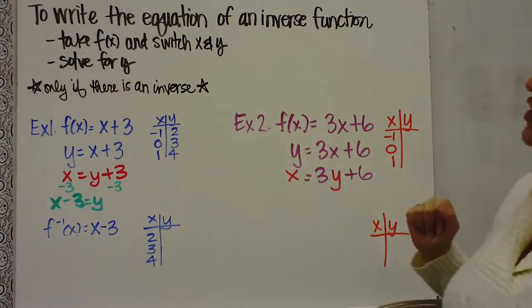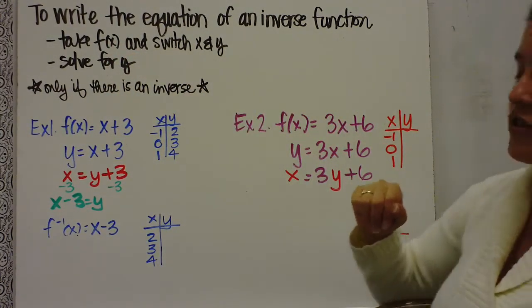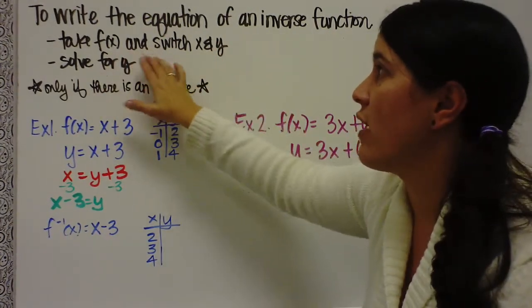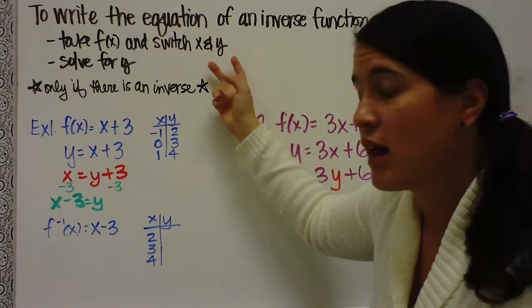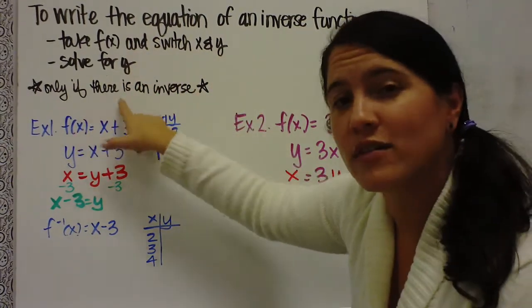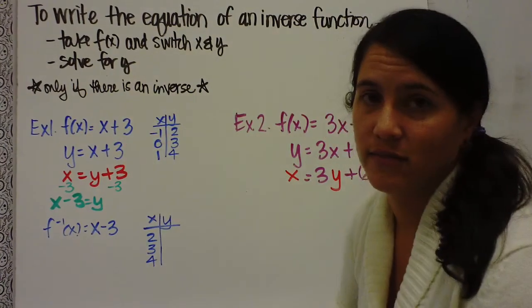So, to write the equation of an inverse, there's two things you need to do. First, you have to switch x and y. Then you're going to solve for y. I'm going to show you. But this only works if there is an inverse.